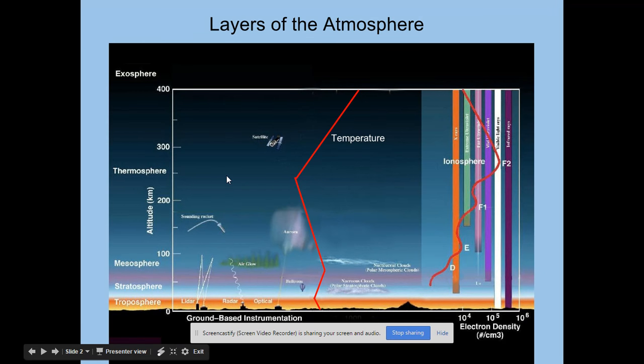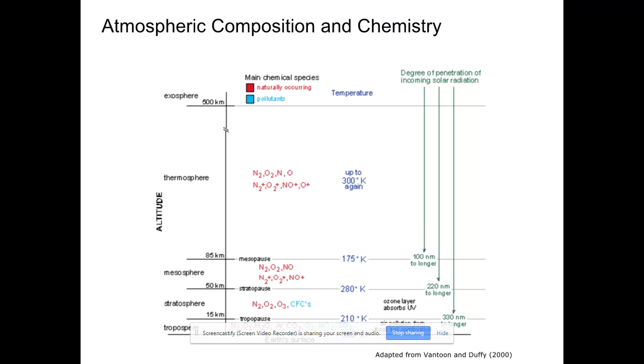So one other thing to point out here, and we'll come back to this later, the troposphere is not a uniform, homogeneous layer. It actually has some layering in and of itself. We'll come back to that in a minute because it's very important.